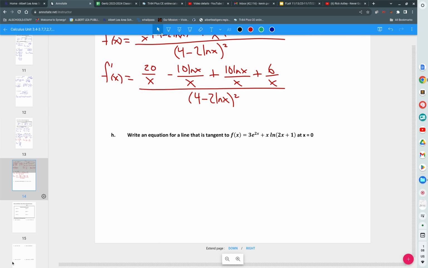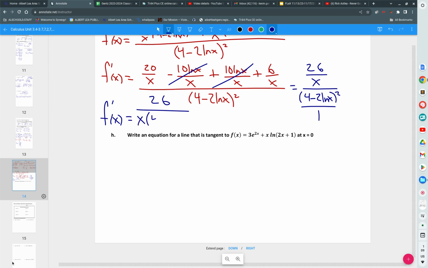So we'll subtract those from each other. They're gone. And in the top, we get 20 over x plus 6 over x, I get 26 over x, divided by the quantity 4 minus 2 natural log of x squared over 1. So now I'm going to get rid of that complex fraction, and I end up with the derivative of f is equal to 26 over x times 4 minus 2 natural log of x quantity squared. I like that problem.